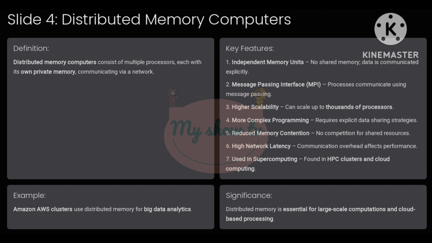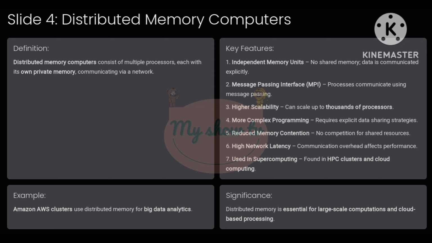2. MPI and OpenMP integration. MPI, Message Passing Interface, is used for communication between distributed memory nodes, while OpenMP, Open Multiprocessing, handles multithreading in shared memory. 3. Better resource utilization. Workloads are distributed efficiently between processors and memory types, improving overall performance. 4. More complex to program. Since hybrid systems use two different memory models, developers must understand both shared and distributed programming techniques.